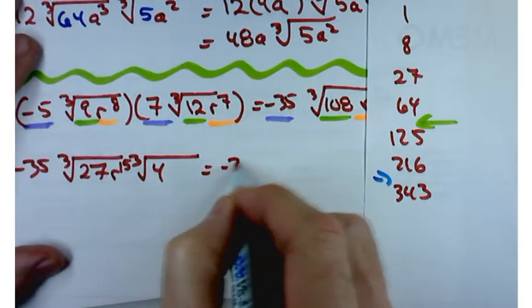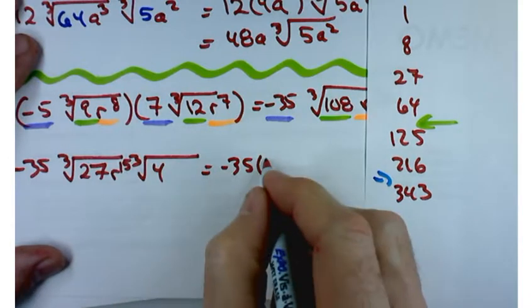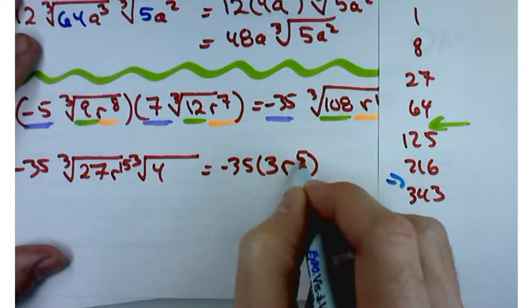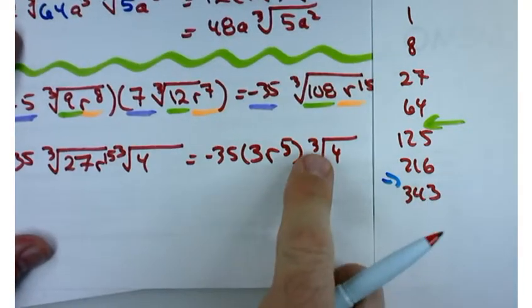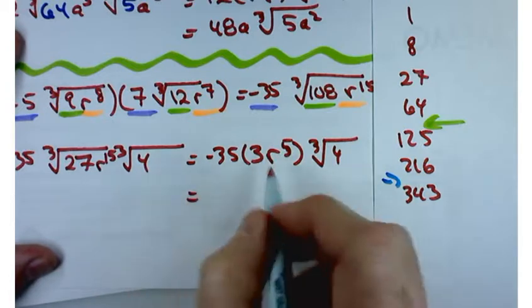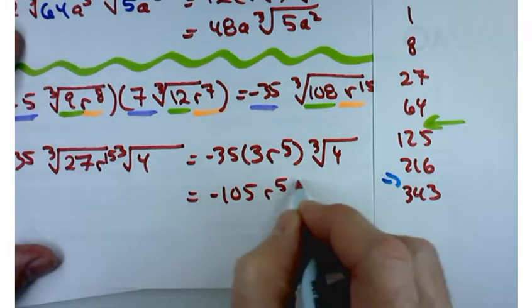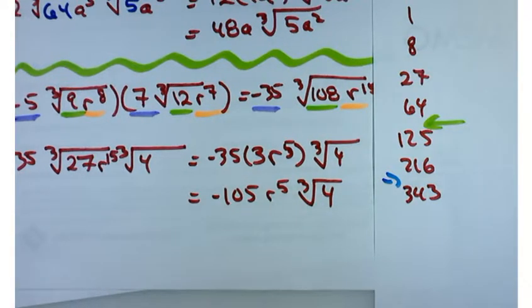So it's negative 35. Cube root of this is going to be 3 r to what power? R to the 5th times the cube root of 4. Please don't lose the cube in part of that. So that's negative 105 r to the 5th times the cube root of 4. Whew. All right. Well done. Well done. How many people got that one right?